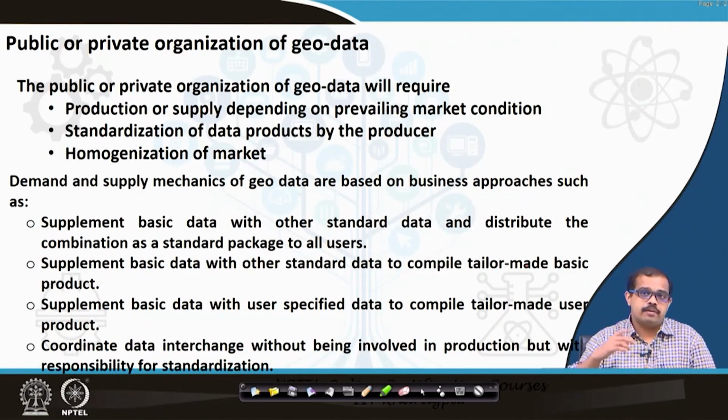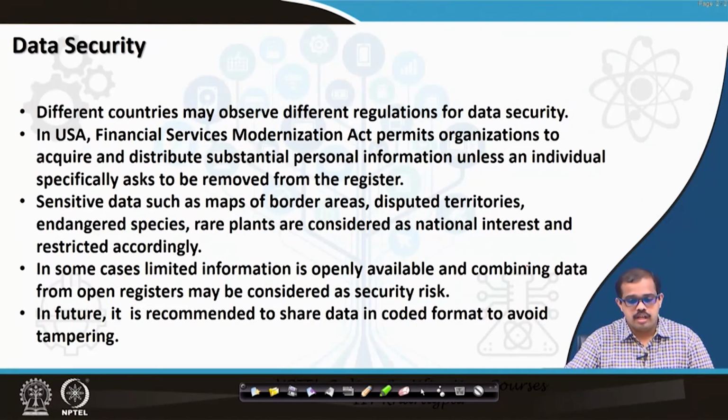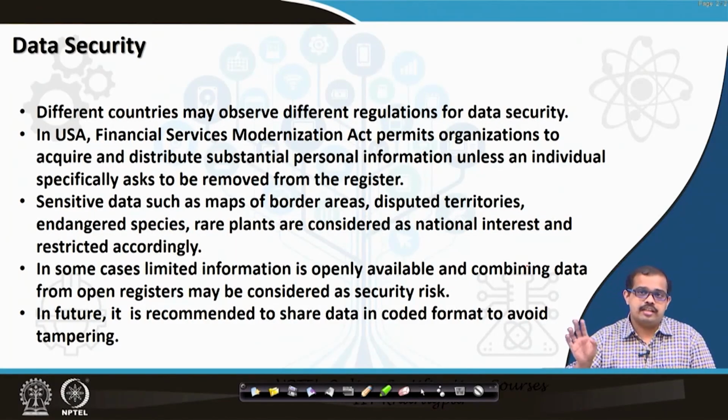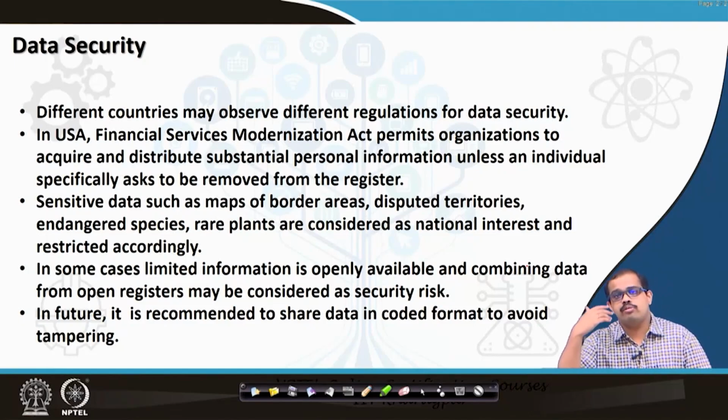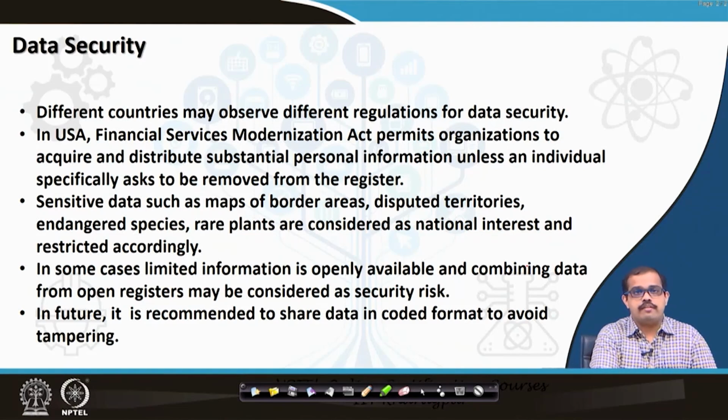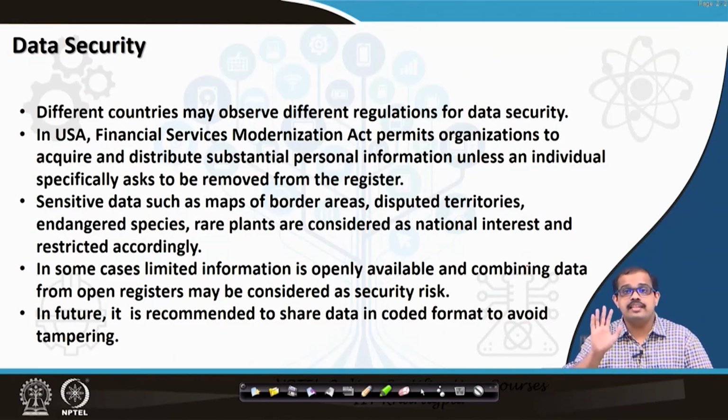Okay. So, it depends on a particular company and a particular user to choose what kind of data and from which source that particular data is considered. And the final part is data security. So, different countries have their own regulations. Once the data is crossing the boundary, it is bound to follow that particular country's data regulation. So, in USA, the Financial Services Modernization Act permits organizations to acquire and distribute substantial personal information unless an individual specifically asks to be removed from the registry.